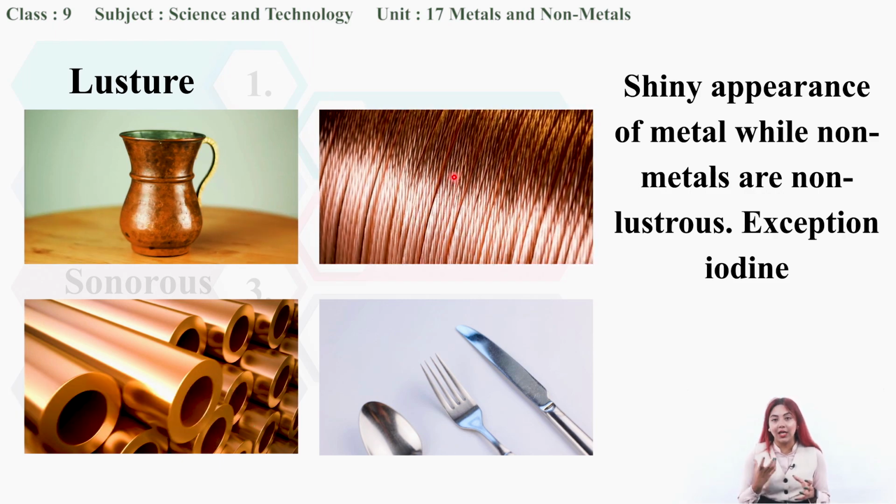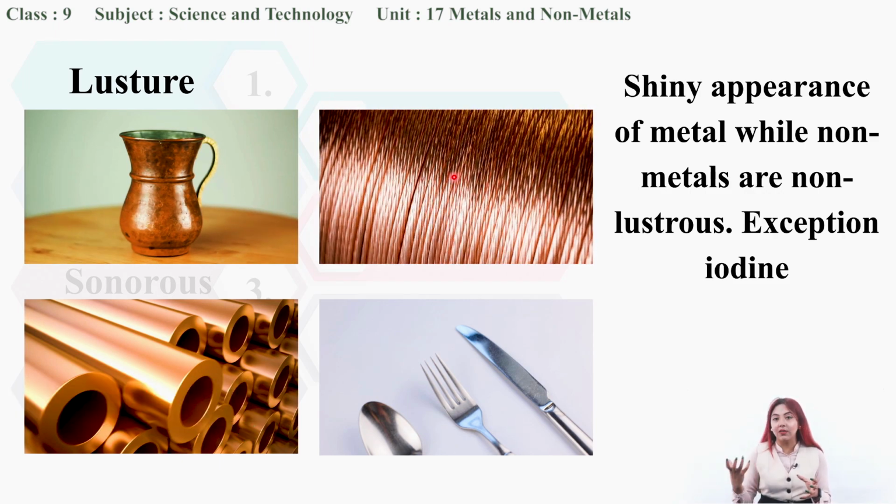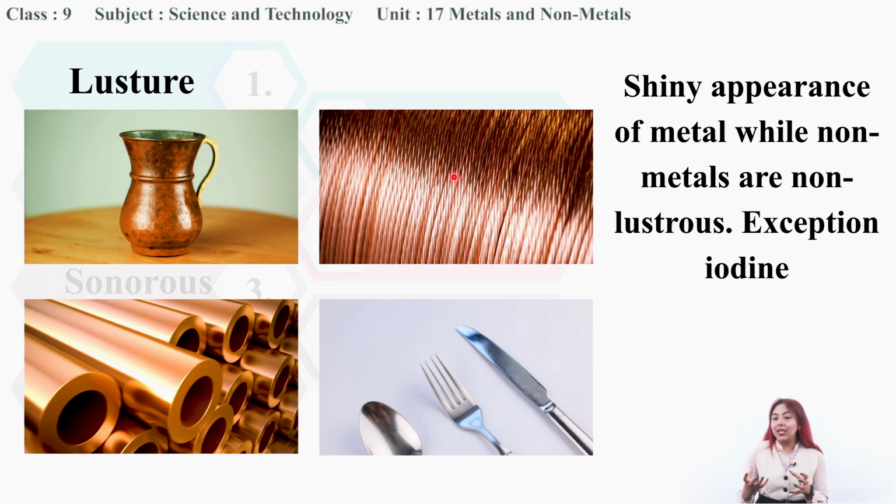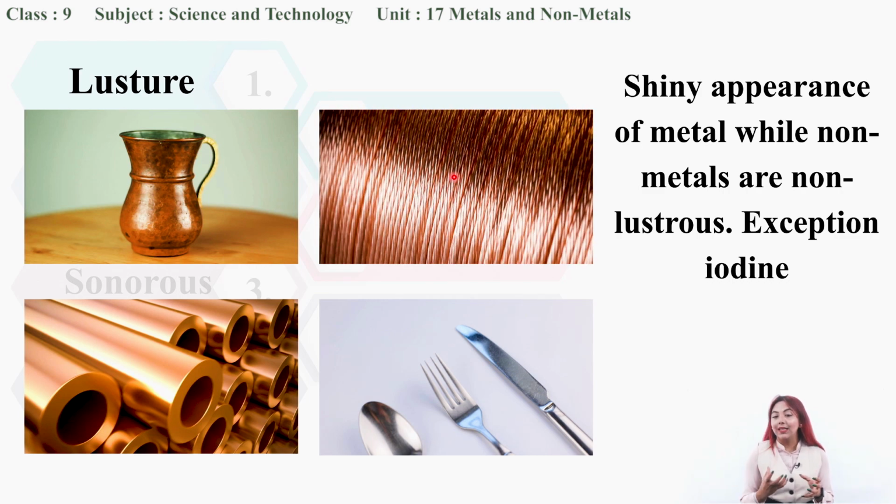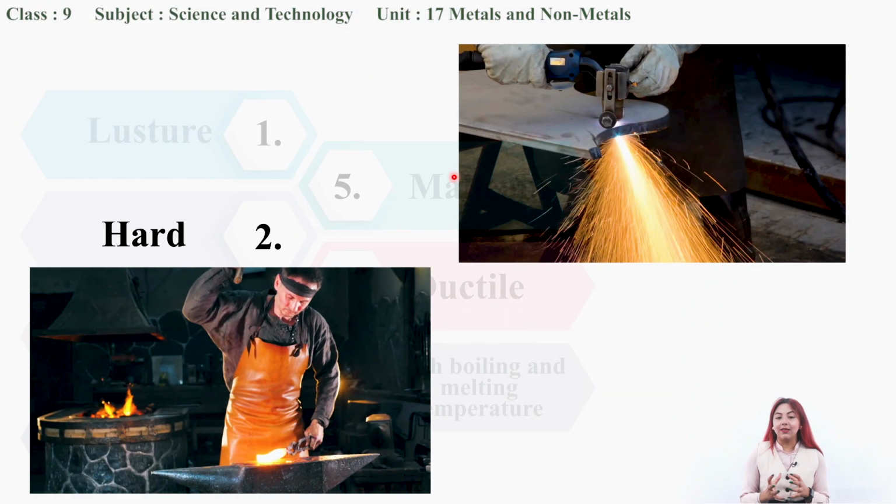They do not have shiny appearances. But there are certain exceptions of non-metals that are also lustrous, that is iodine. Iodine has a shiny appearance, but an exception cannot be taken as an example. So that's why we say that usually most non-metals are non-lustrous.